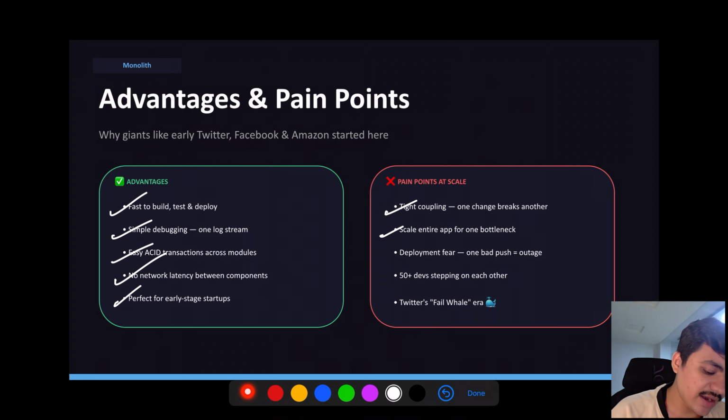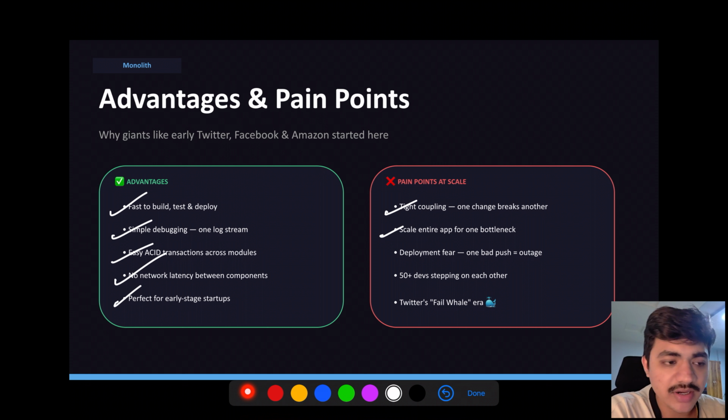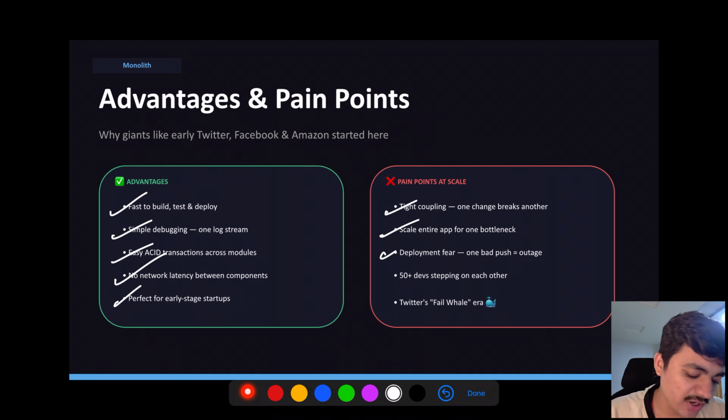Okay, scale the entire app for one bottleneck. Similarly, let's say your recommendation engine broke in your e-commerce website. Now because that engine broke, you need to scale the whole application. For that you need to increase its size, replicate it, and use a load balancer for the whole application. In monolithic architecture, horizontal scaling is not possible, so you need to scale it vertically. So that's a major pain point.